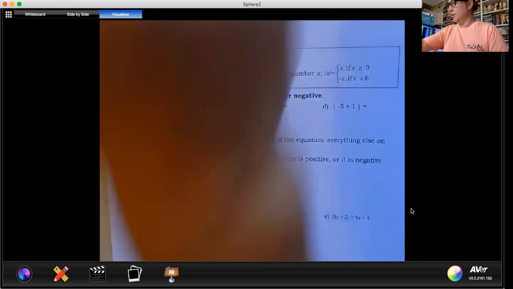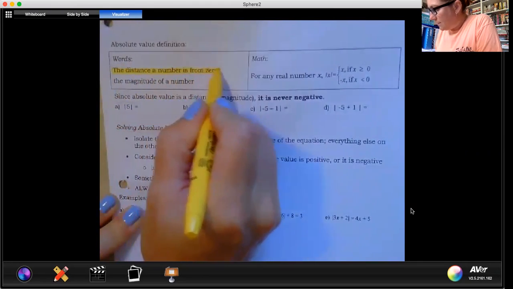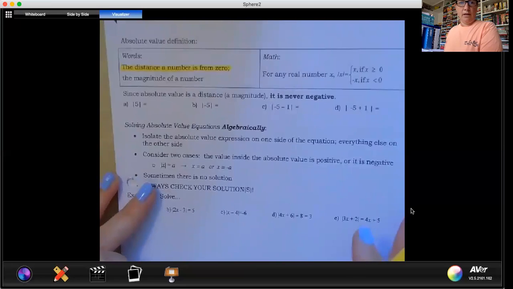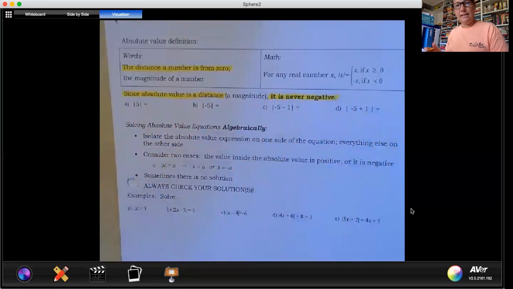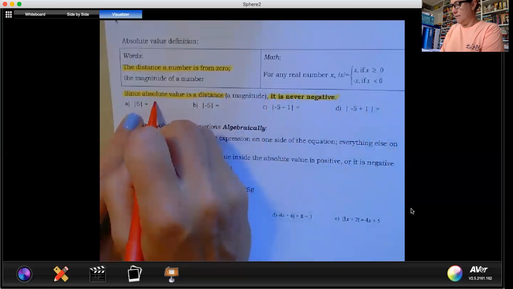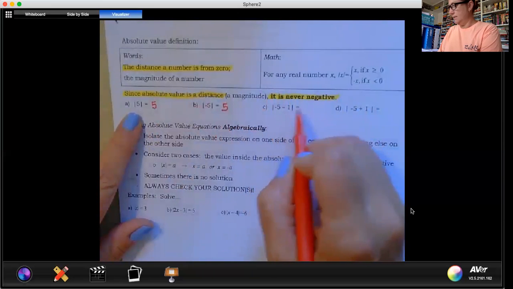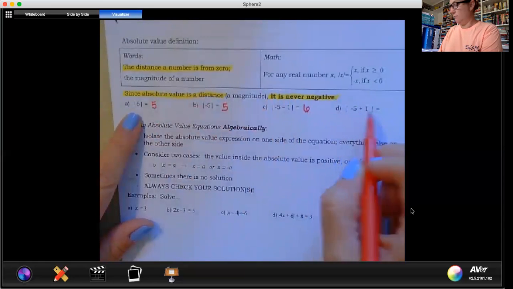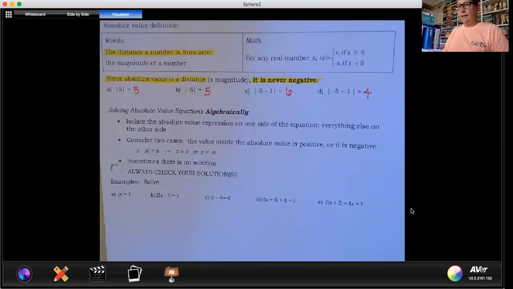So one thing we need to make sure we know about absolute value is that it is a distance from zero. So since absolute value is a distance, it's never negative. Now that's inside the bars. If you have a negative outside the bars, that's a whole different story. But if it's inside the bars, it's always positive. So the absolute value of 5, the absolute value of -5, the absolute value of -5 minus 1, the absolute value of -5 plus 1. It's always positive.